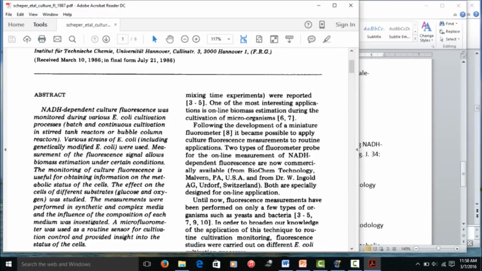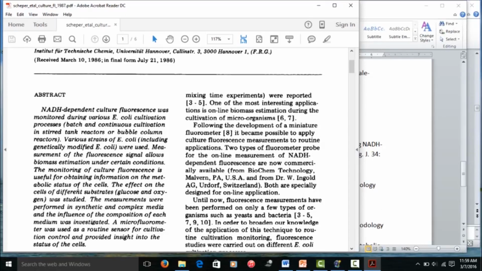To very briefly read the abstract, NADPH-dependent culture fluorescence was monitored during various E. coli cultivation processes, batch and continuous cultivation, in stirred tank reactors or bubble column reactors. Various strains of E. coli, including genetically modified E. coli, were used. Measurement of the fluorescence signal allows biomass estimation under certain conditions, this we have already seen.